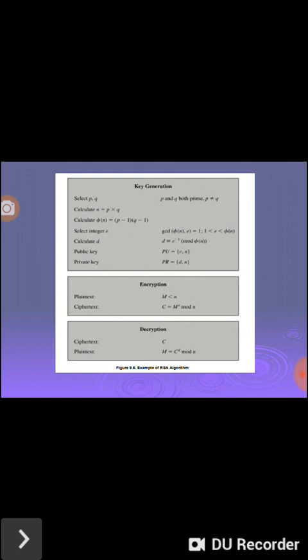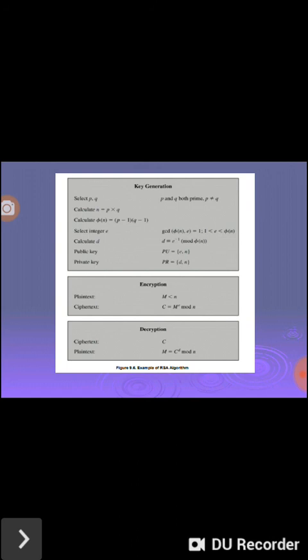And select the integer e, such that the GCD of phi of n comma e equals 1, with the range 1 less than e less than phi of n. And we have to calculate d. The d is equal to e raised to minus 1 mod phi of n. So the set of public key is PU equal to e comma n, and the set of private key is PR equal to d comma n.